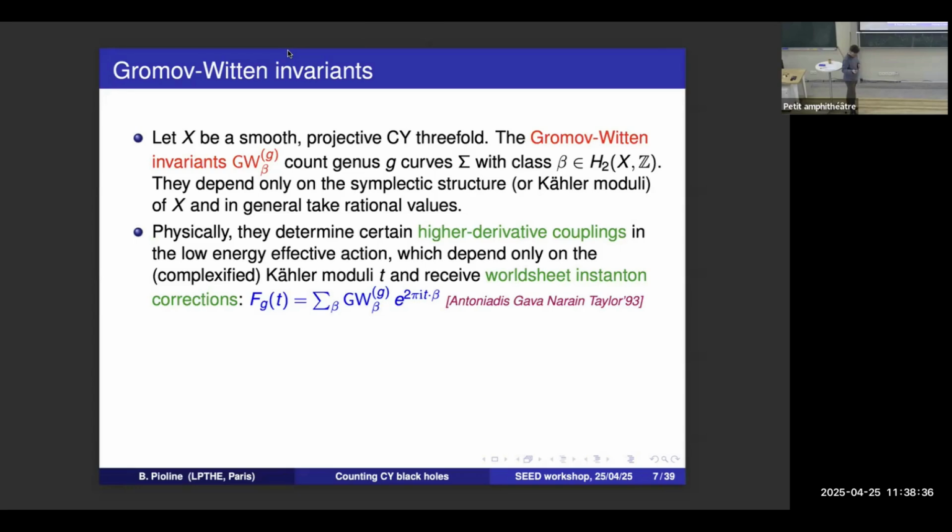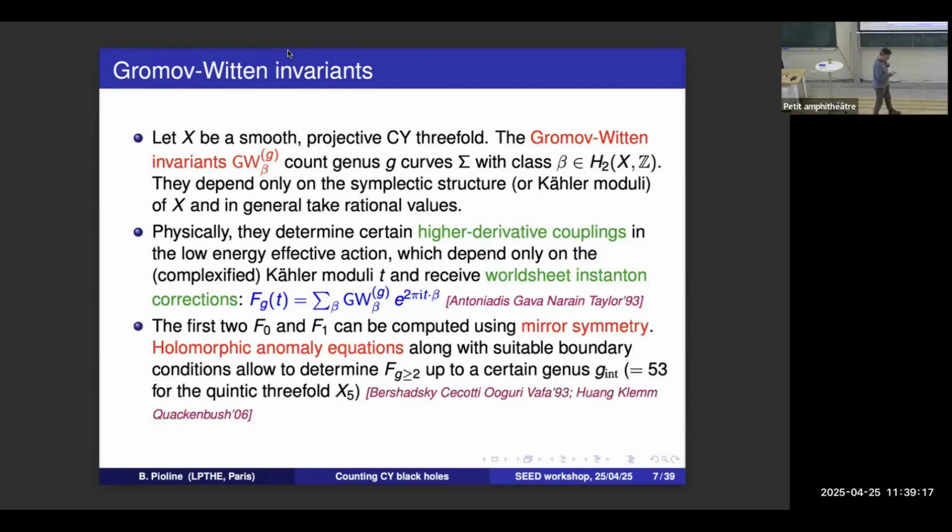And well, the physics of it is that it determines certain higher derivative couplings in the low energy effective action. As you look at your effective supergravity in 4 dimensions, it has the Einstein-Hilbert term, and it has some gauge couplings, and then it has some family of higher derivative couplings. I'm not displaying them, but basically they are determined by this generating series where you fix the genus G and you sum over all curve classes beta, using some chemical potential or fugacity, sometimes people call it T, which is conjugate to beta. So this T you can interpret as the Kähler modulus of the Calabi-Yau.